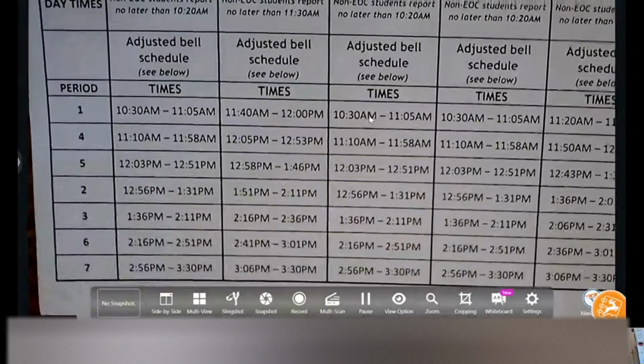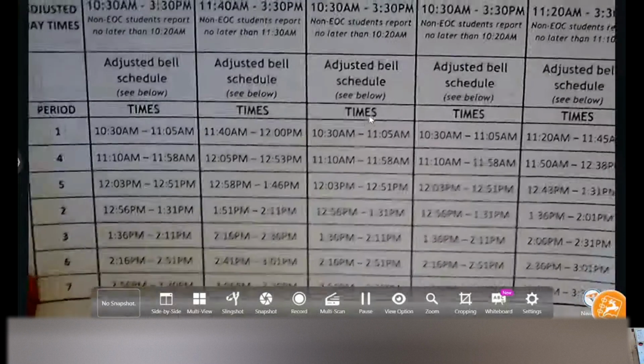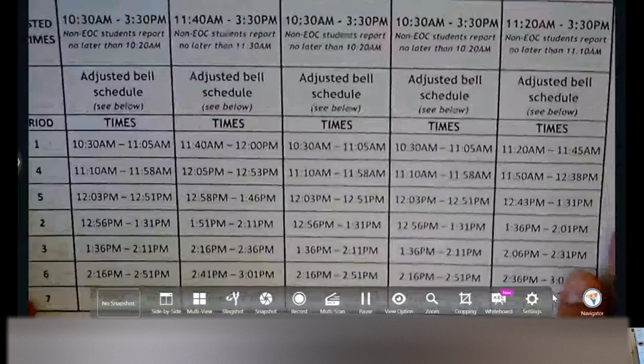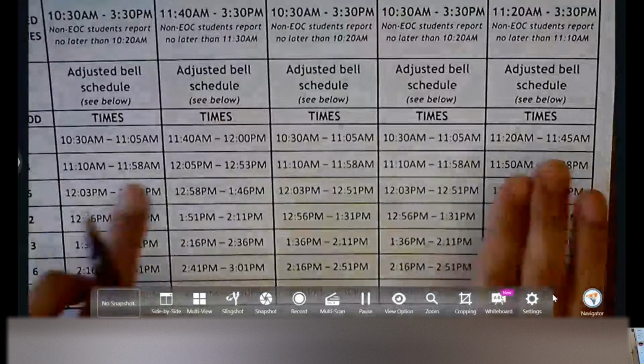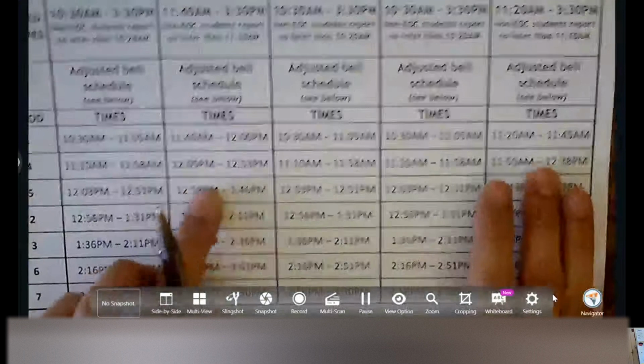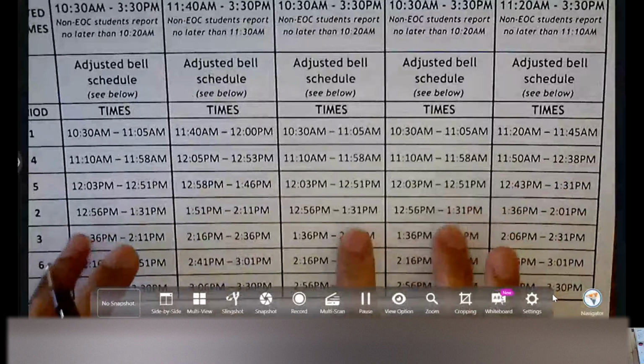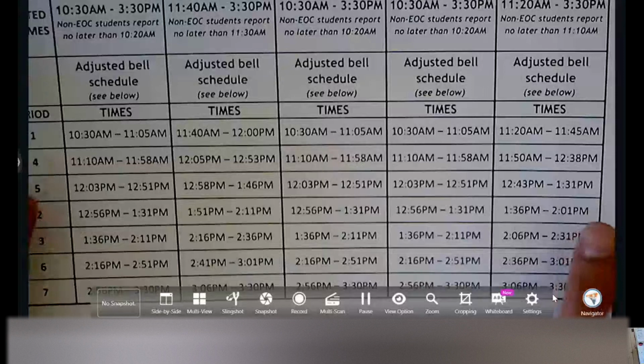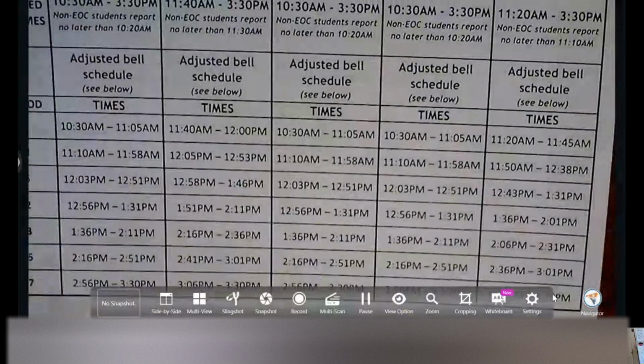So, yeah, we're on this shortened schedule this week. The shortest will be Tuesday and Friday. Monday, Wednesday, Thursday, at least we have 30 minutes in most classes. I know fourth period, we're always going to have a little bit longer because of lunch. Okay.